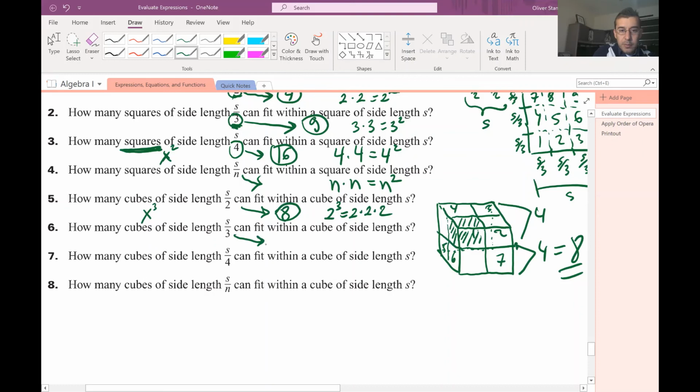So here it would be what, 27? So it would be 3 cubed, that's 3 times 3 times 3. So 3 times 3 is 9, 9 times 3 is 27. And then the next one, s over 4 is the side length. So it would be 4 cubed, or that is 4 times 4 times 4. 4 times 4 is 16. 16 times 4 is 64. And then what if it's generic? n. So it's going to be n cubed. n times n times n. So what's the solution? It's n cubed.